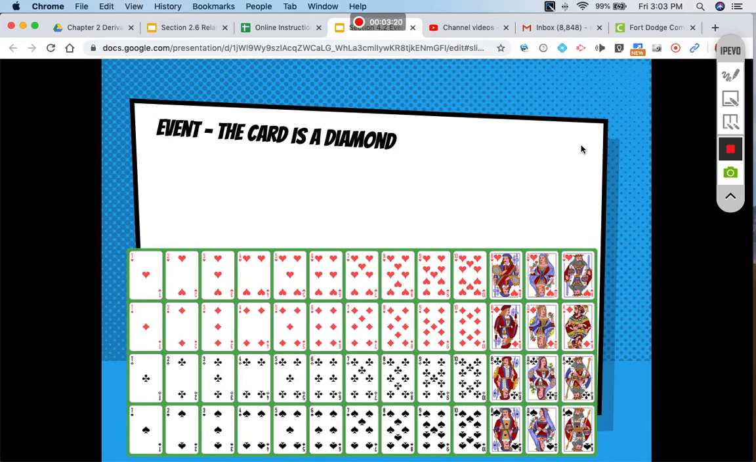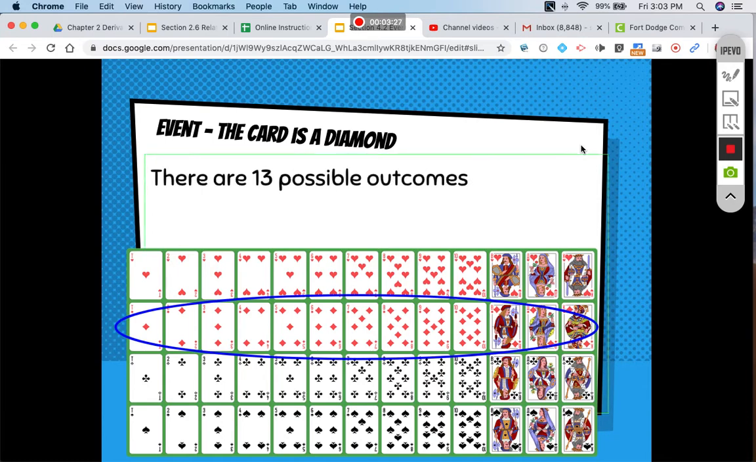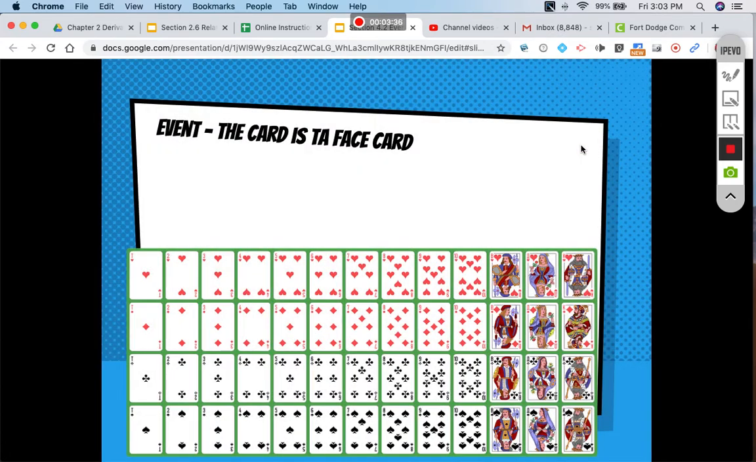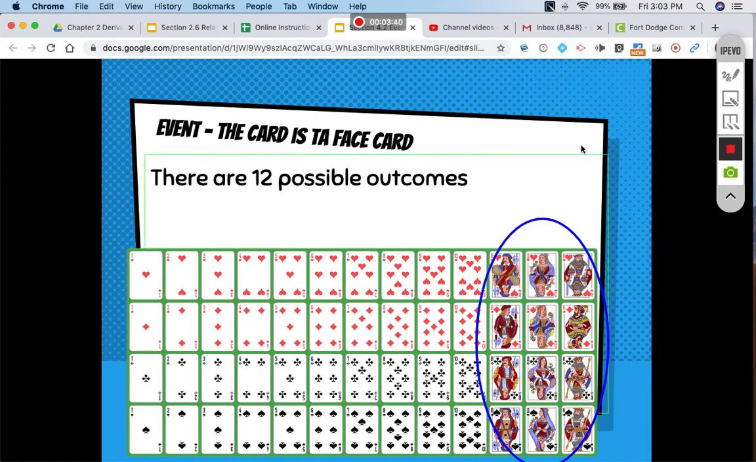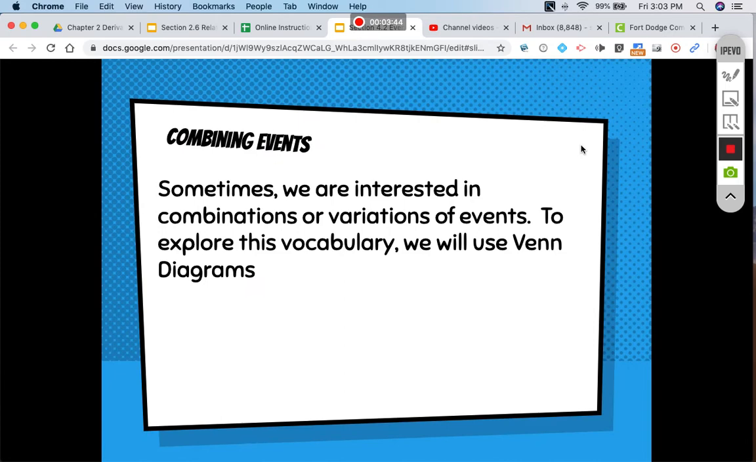The card is a diamond. Again, we look at that. We pick out all the diamonds from our sample space. There are 13 possible outcomes. So if this is my event, I have 13 outcomes that would be favorable for this event. Card is a face card. We got those. We got the 12 there. So these would be the events we're talking about here with this deck of cards. So that's pretty much straightforward. You're saying, hey, we don't need to spend time with this, Mr. Wilkin. We got it, right?